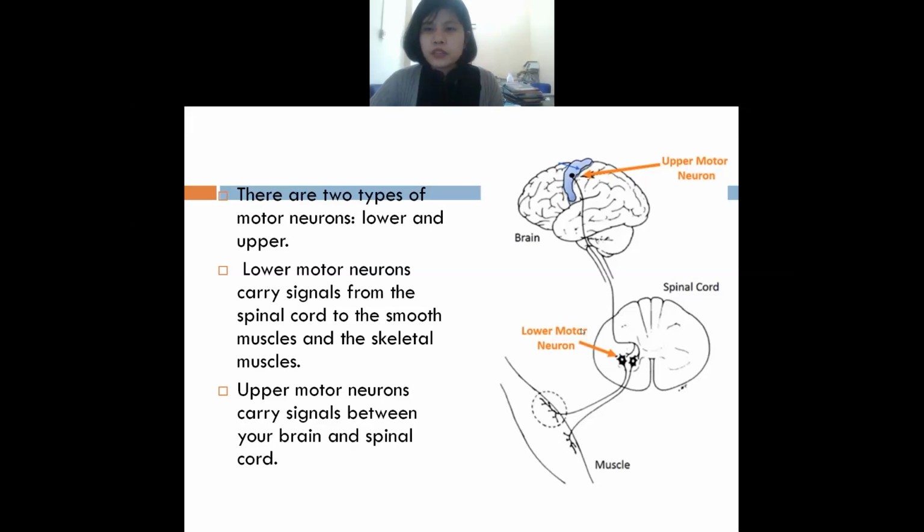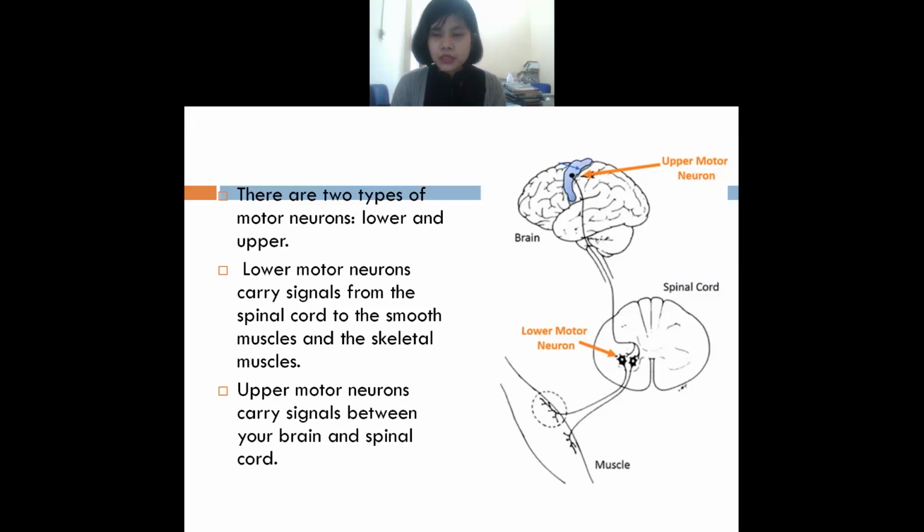It is from the brain, okay, from where? From the brain to the spinal cord, understand? From the brain to the spinal cord, to where do they send message? To the smooth muscle. Smooth muscle means which you can't control, for example, digestive system, reproductive system, excretory system. So it comes under the smooth muscle and the skeletal muscle.